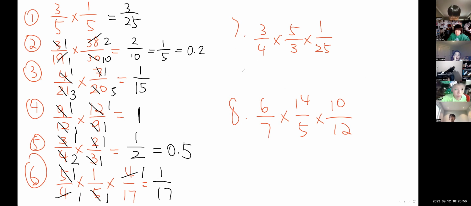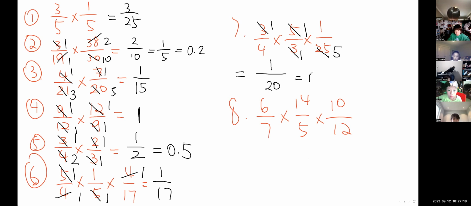So let's take a look at 3 numbers. Okay, so we have 3 numbers. So how do we deal with 3 numbers? 3 and 3 are gone. 1 left. 5 and 25 equals 1 and 5. So the top is 1, the bottom is 20. So 1 over 20 equals what? Who can tell me? 0.05.